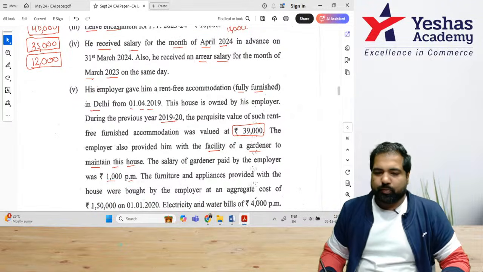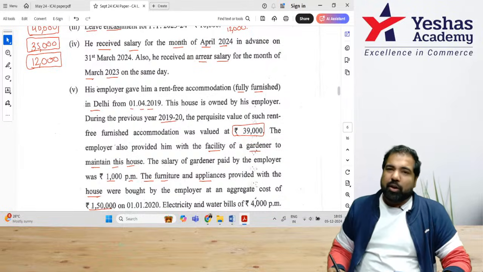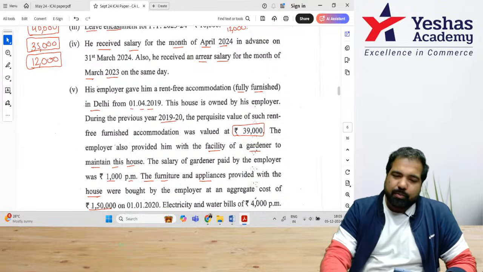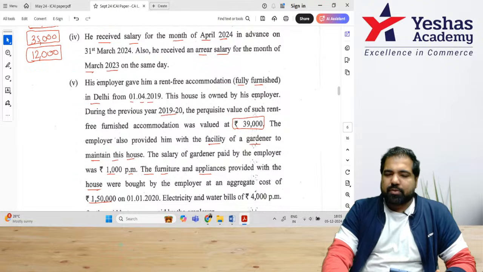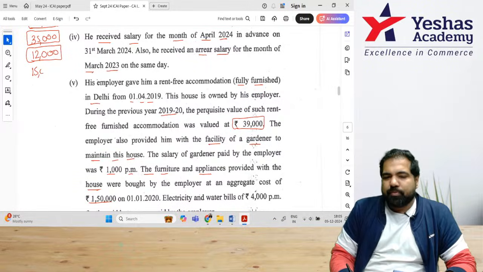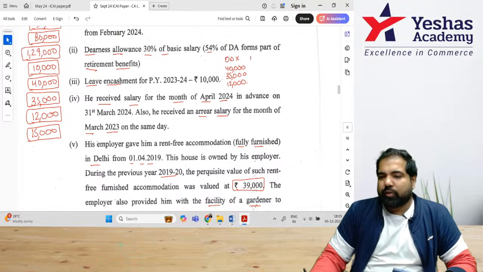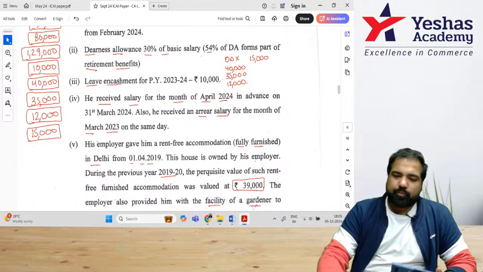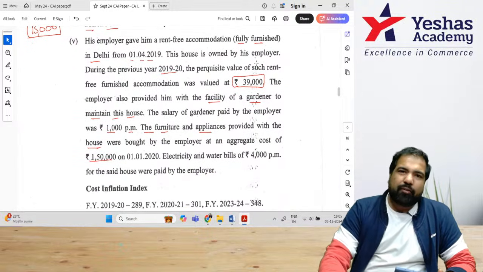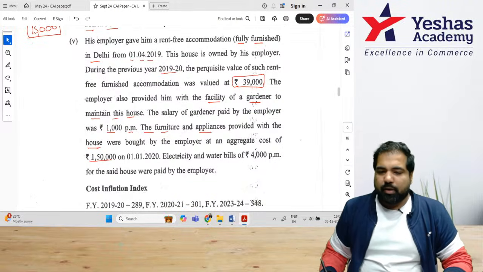The furniture and appliances provided to the house were bought by the employer at an aggregate cost of 1,50,000. If you remember, again, furniture is a perquisite. You will take 10% of this for the whole year. That is 10% of 1,50,000 is 15,000, the furniture perquisite. Again, it's a perquisite. So in my calculation, this 15,000 I will not take. I'm writing all this so that when we do accommodation perquisite calculation, we can avoid all these perquisites.